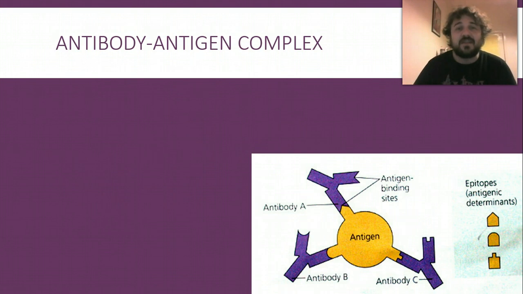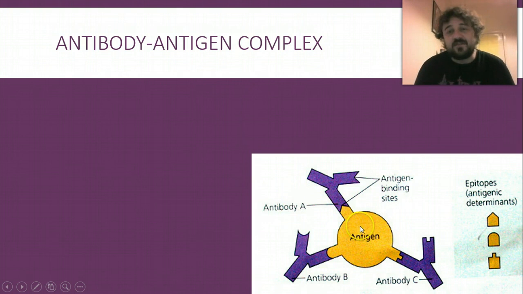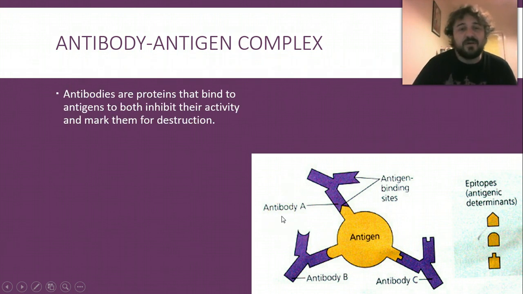Alright, so the antibody-antigen complex. We see it over here. You've got an antigen, so this is your bacteria, and it has these different shape antigens coming off it. There's only one antibody which can bind to each. Antibody A can only bind to this one, antibody C can only bind to this shape, and antibody B can only bind to that shape. And that's kind of how it works.